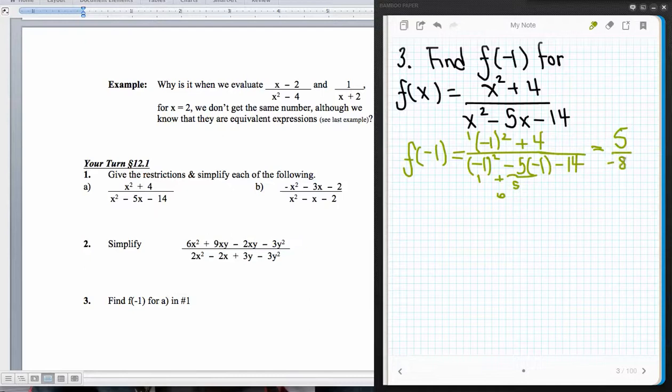And so we have f of negative 1 is equal to negative 5/8. And so that would be our value. And that's just a quick brief review of evaluating. So this ends the chapter 12.1 review.